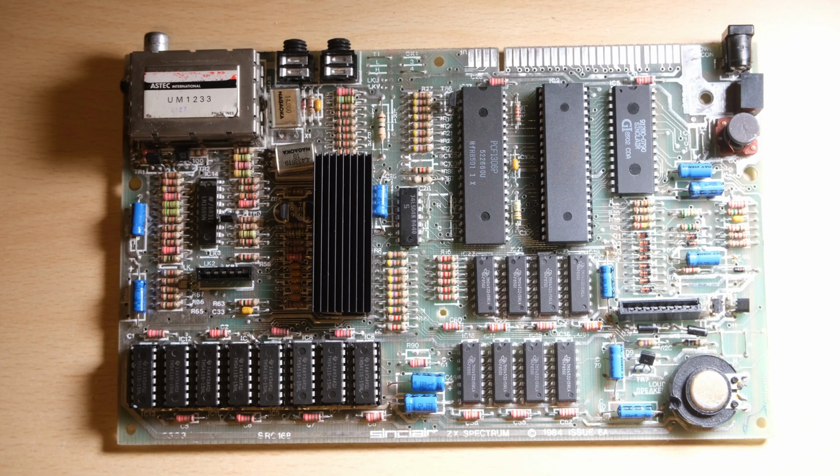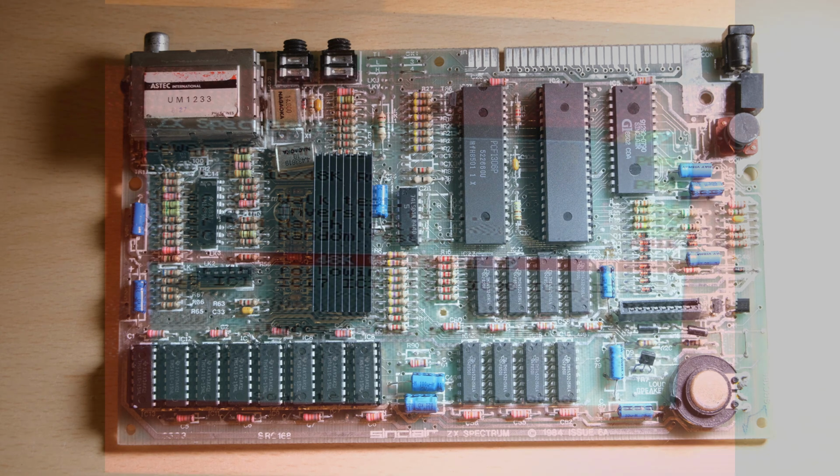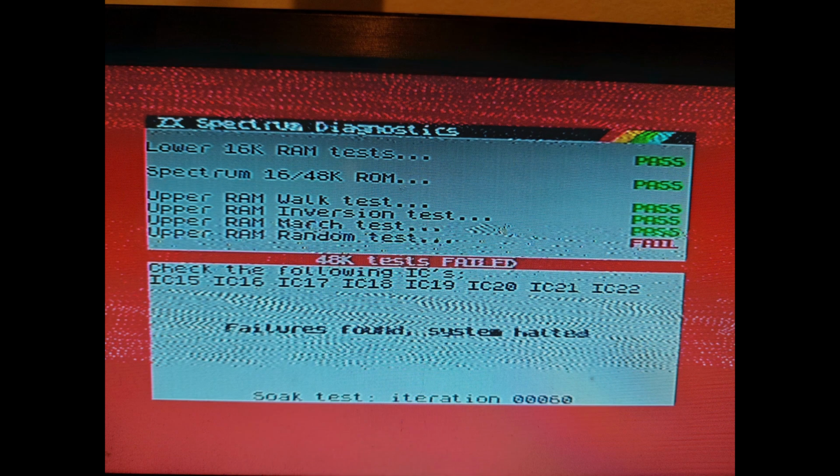Okay, that was a lot of work, but we got there in the end. And this is where I would normally be celebrating and wrapping up and playing some games, but during the soak test we started getting a failure of the upper RAM random test, and only after about 50 or 60 iterations. That's why it's so important to always run a soak test before you sew up a job like this.